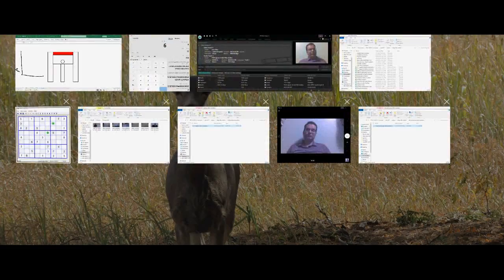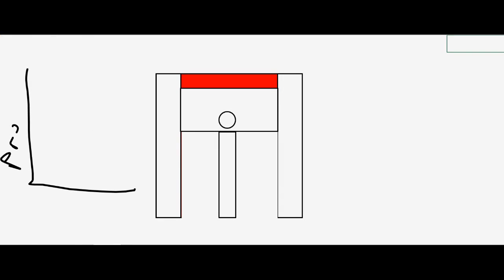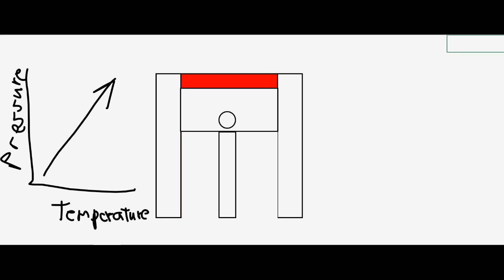If we draw a graph of the pressure and the temperature, what we find is when we increase the temperature, we increase the pressure, which is good because that's what makes the car go. So initially, increase the temperature, increase the pressure.